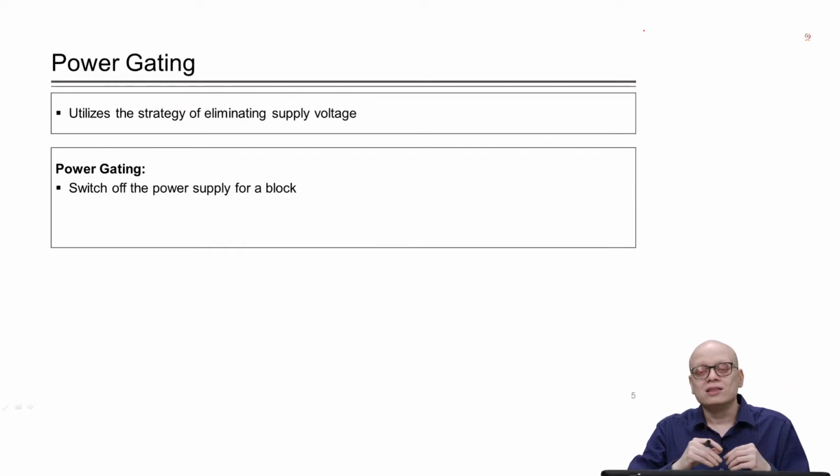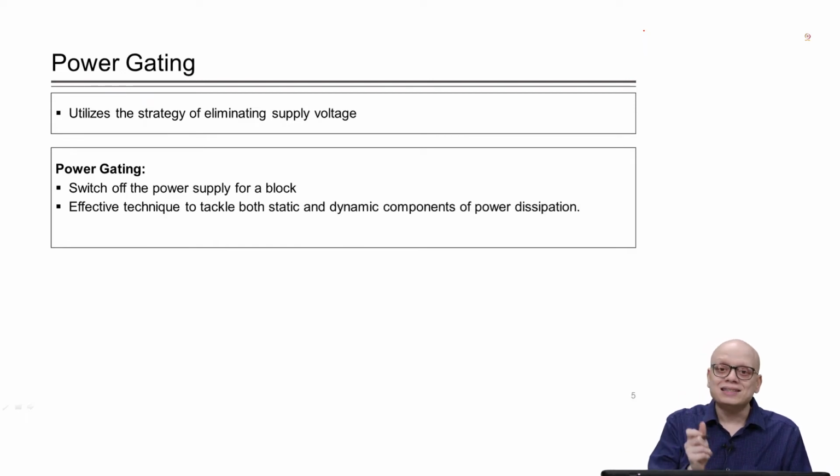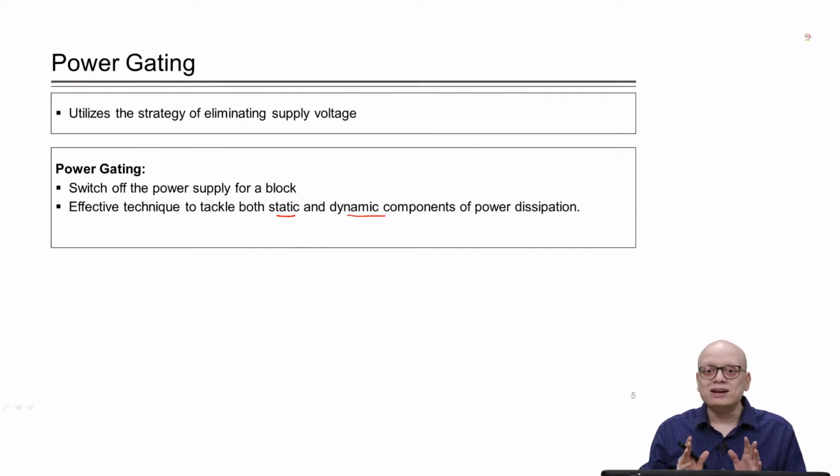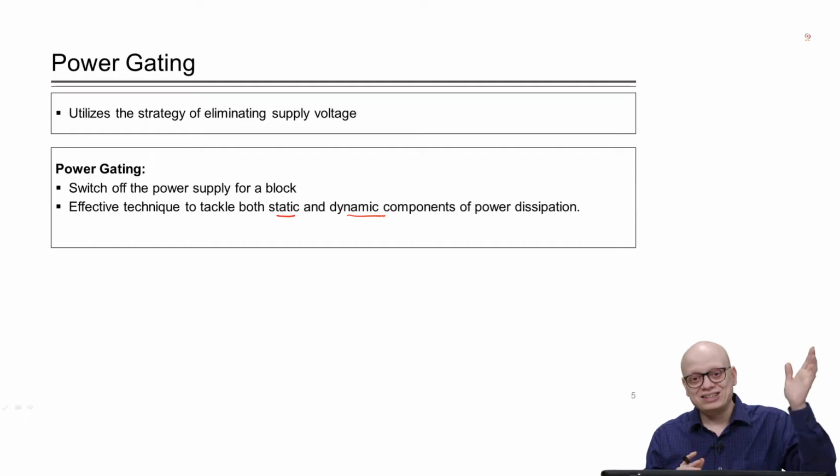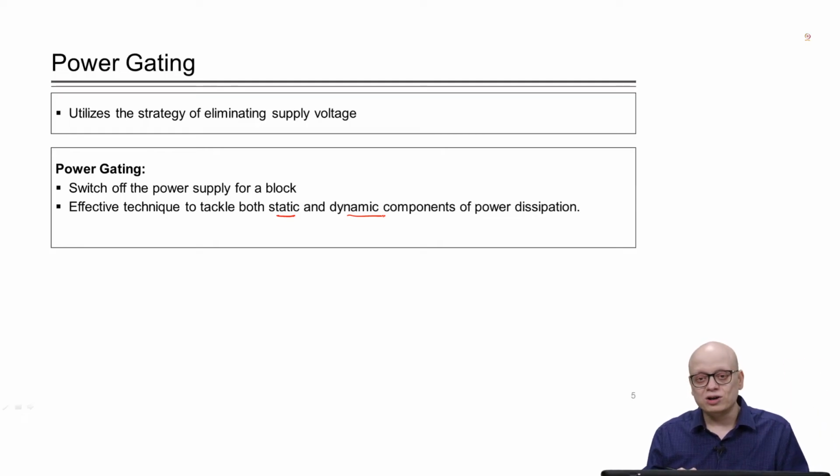Now, the blocks which are not actively computing for some time, we can switch off completely. We simply disconnect the voltage source from that block, and as such we will be able to save both the static component and the dynamic component. The static component still requires VDD for the current leakage to happen and static power dissipation to be exhibited. So, if we simply switch off the power supply, then static power dissipation will also reduce, and of course, the dynamic power dissipation will also reduce.